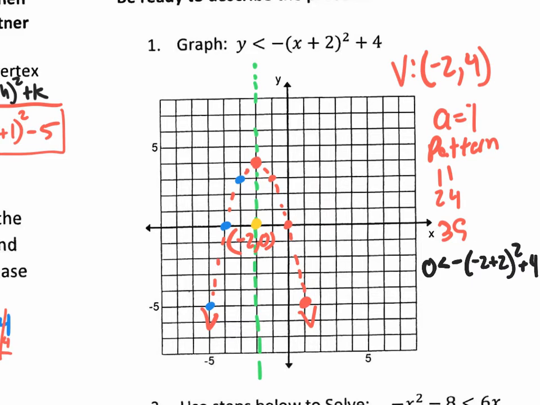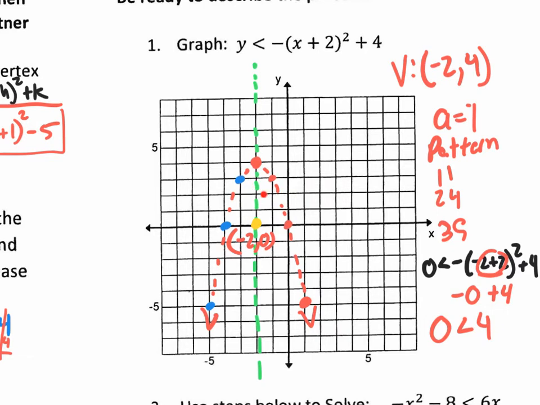Now inside the parentheses, -2 plus 2 is 0. 0 squared is 0, -0 is 0, plus 4 is 4. So you really have 0 is less than 4 when you test the coordinate (-2, 0). What do you say about that? Is that true or false? True. That is true. So this point in here, it's true, it works, it's a solution.